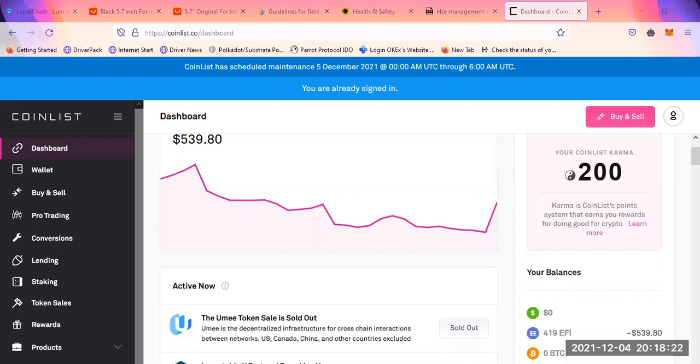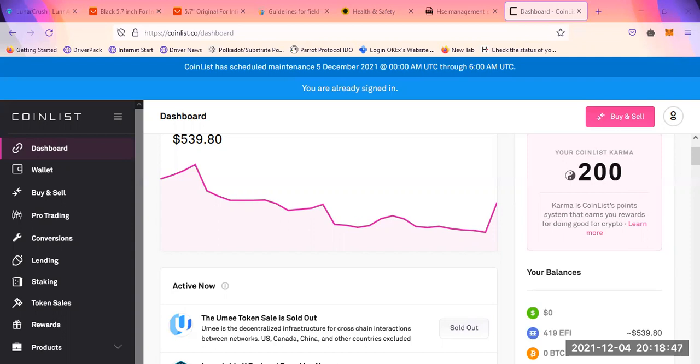Before you get this karma, you have to register for each of the new pre-sales that are out. Then you have to be on this site for at least a year to get more karma also. And you have to register for each token sale. Even if you don't get the sale, you have to register for it.